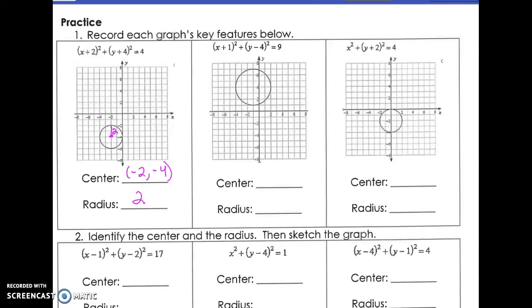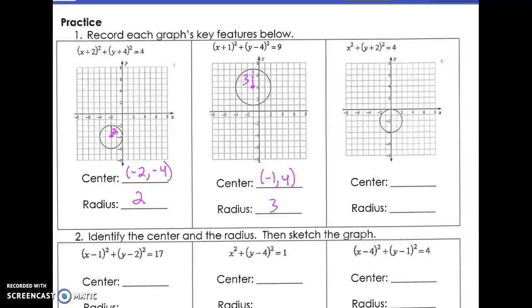So we'll try another one, same idea. If you look here, that appears to be the center, which is at negative 1, positive 4. Look, 1, negative 4, negative 1, positive 4. Coincidence? I think not. And then the radius is 3, square root of 9, 3.